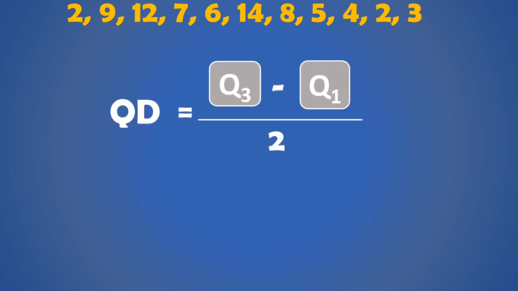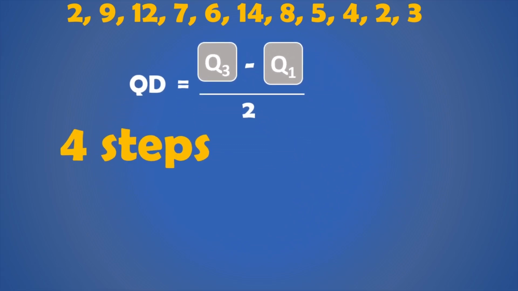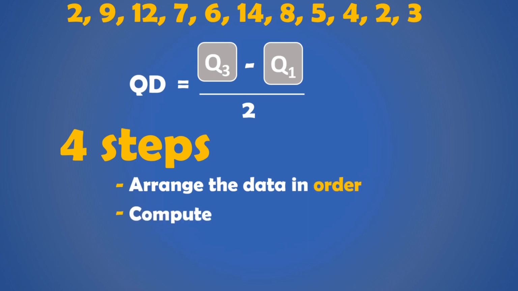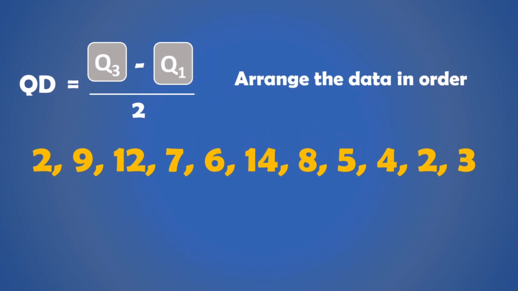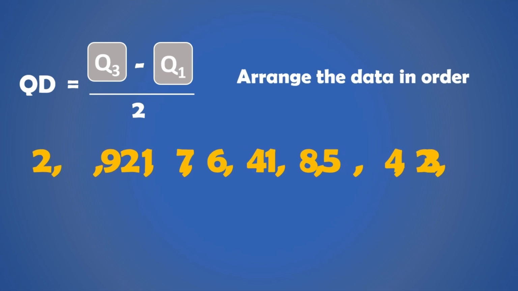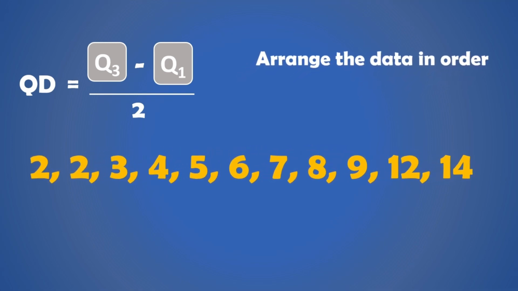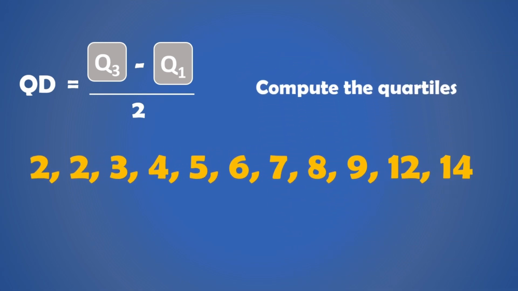Alright, so we'll need to follow just 4 simple steps. First off, arrange the data in order, then we compute the quartiles, and we calculate the interquartile range, and lastly we divide it by 2 to get the semi-interquartile range or the quartile deviation. So with this data, the first step is to arrange the data in ascending or descending order. I prefer to arrange in ascending order, so let's go. Awesome. Now, the next thing to do is to compute the quartiles.